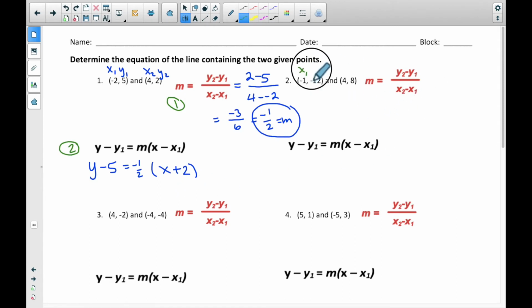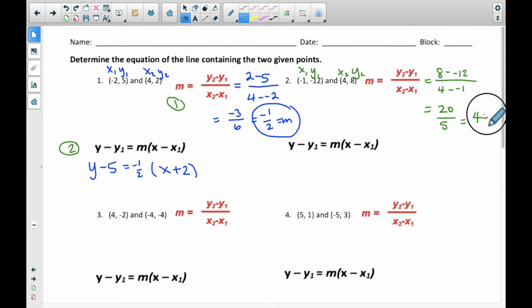Here I have x1, y1, and x2, y2. When I start out these problems, I'm going to label it like that so I know what's what. I'm going to take y sub 2 minus y sub 1. That's 8 minus -12. And in my denominator, 4 minus -1. And so I put that into my calculator. I get 20 over 5, and 20 over 5 does really reduce down to 4. So my slope is 4.